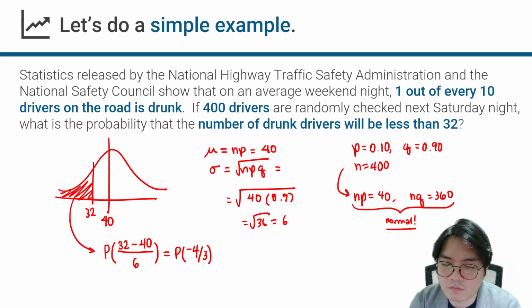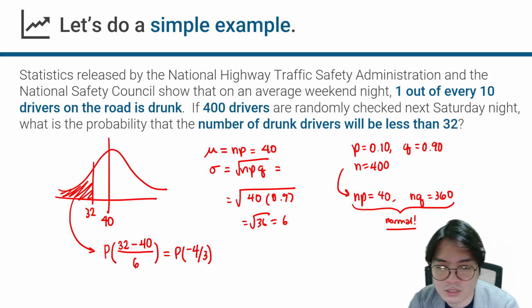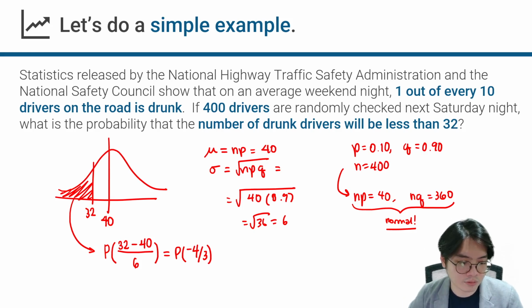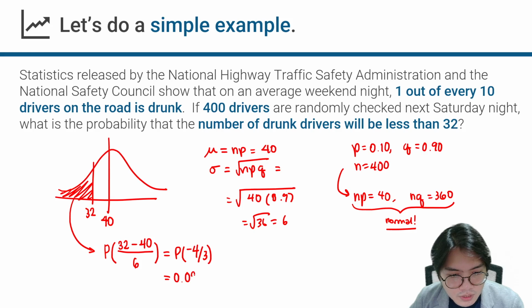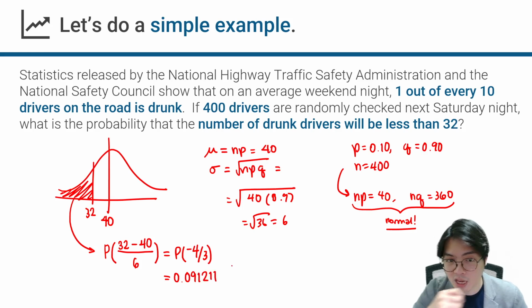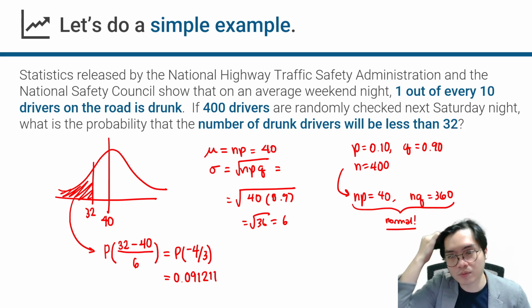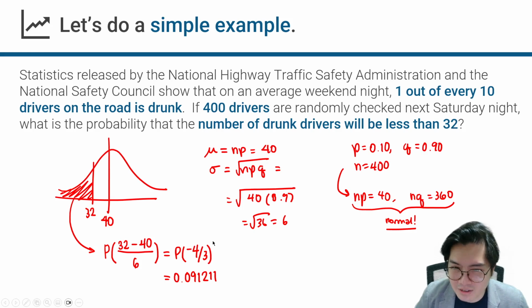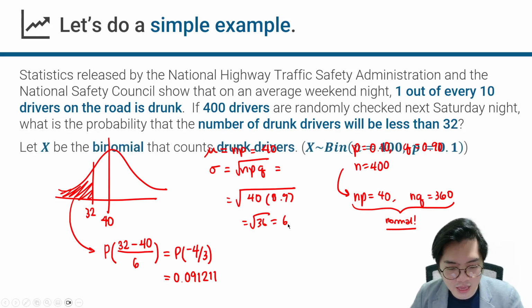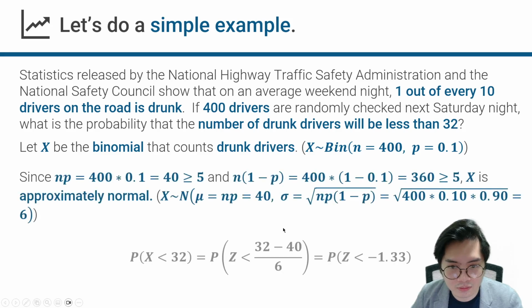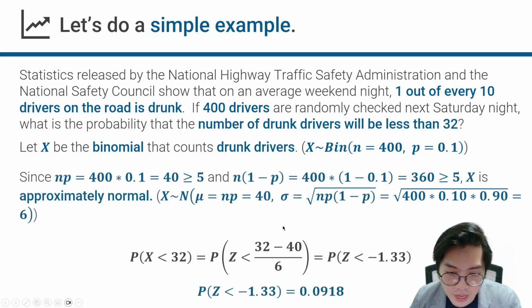We will have 32 minus 40, -8 over 6. We will have 0.091211. So there's about a 9% chance that the number of drunk drivers will be less than 32. Very scary to think about, I suppose. Okay. That's it. There we go, 0.0918.